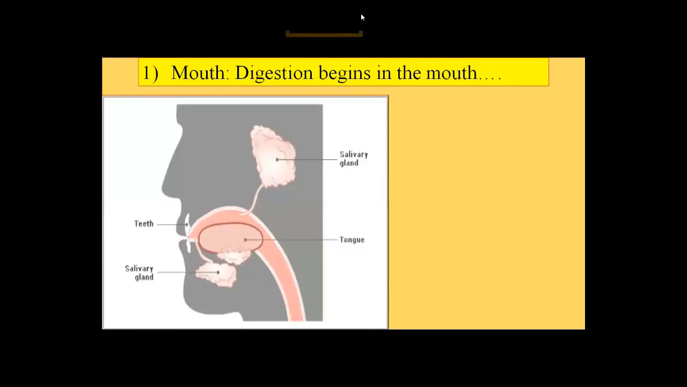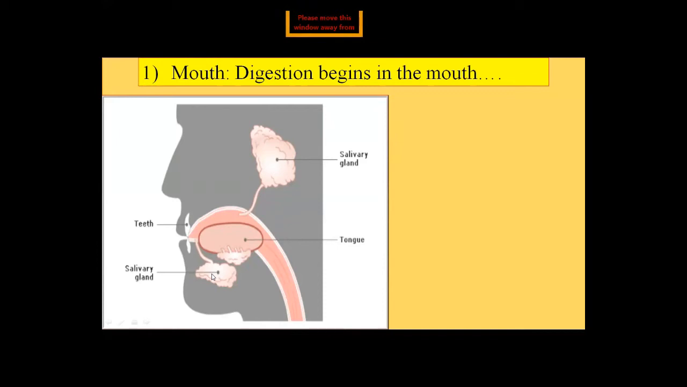Digestion begins in the mouth. What happens in the mouth? We chew the food with our teeth and break it down into small pieces. Then it mixes with a liquid called saliva, which is produced by the salivary glands. You can see on the screen where the saliva is produced. The saliva is produced in the salivary glands. Here are the salivary glands in the lower jaw.